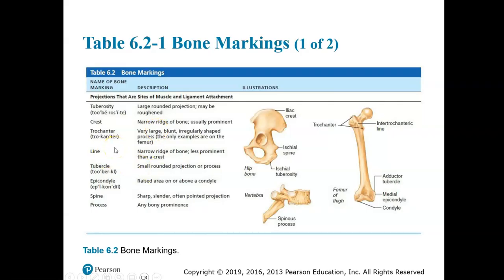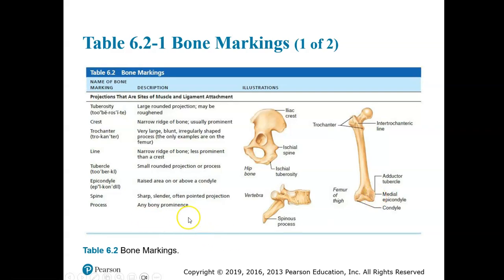And then a trochanter is a very large process. Here are two trochanters in the femur. I think it's called the greater trochanter and the lesser trochanter, but the femur definitely has two trochanters. And the only ones you have are on the femur. Then you can have a line like the epiphyseal line. A tubercle is a small projection, and an epicondyle is a raised area above a condyle. So it says here the medial epicondyle. So this is the condyle, and then this would be the medial epicondyle.